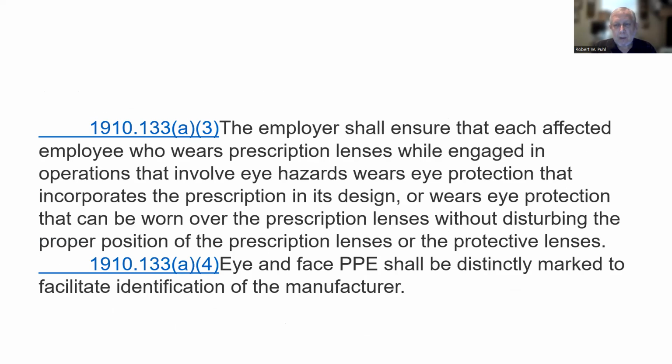The employer shall ensure that each affected employee who wears prescription lenses while engaged in operations that involve eye hazards wears eye protection that incorporates the prescription in its design, or wears eye protection that can be worn over the prescription lenses without disrupting the proper position of the prescription lenses or the protective lenses. Eye and face PPE shall be distinctly marked to facilitate identification of the manufacturer.